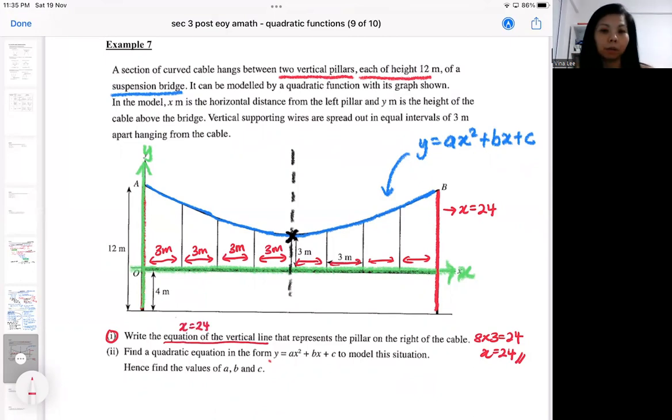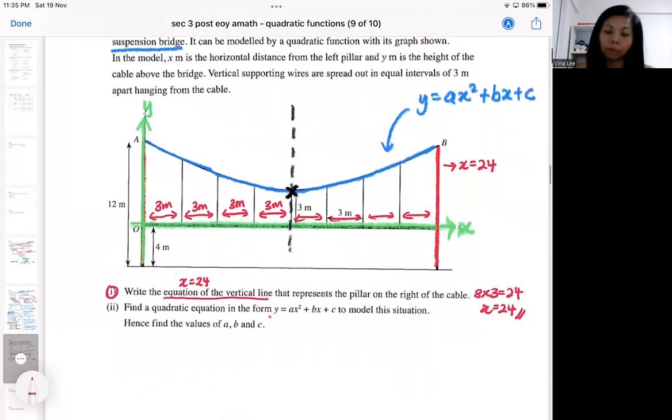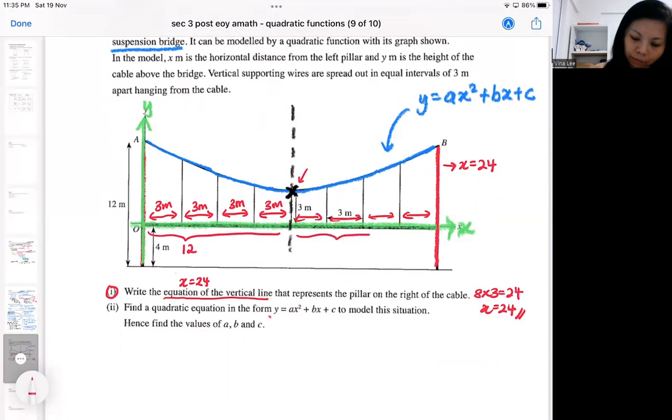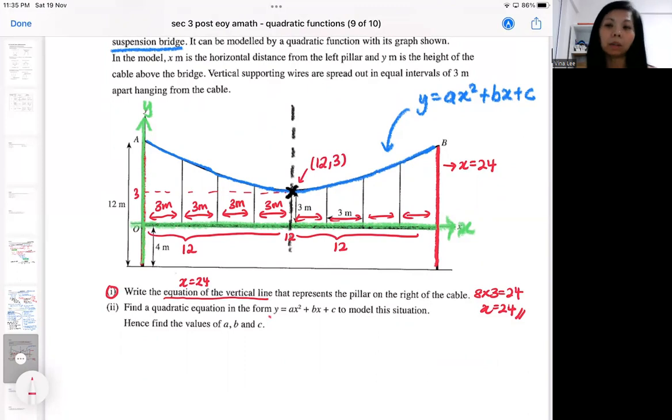Okay, then after that, we're supposed to find the quadratic function. So we make use of the lowest point to do a complete square. And then from the complete square, we expand out to get the general format. So I will need the lowest point. You will be able to observe that this is a 12. That's the symmetrical effect. That means this is 12. And because the height is 3, I know that this is going to be (12, 3). So in this case, my minimum point is (12, 3).